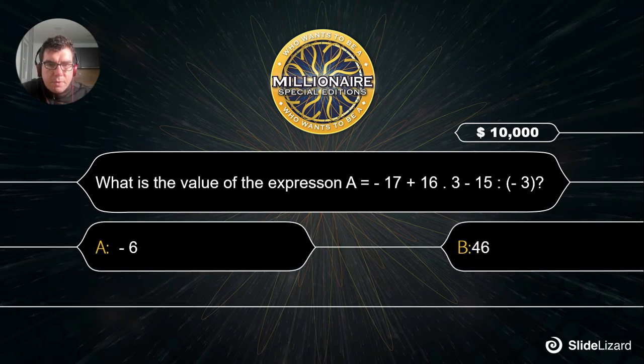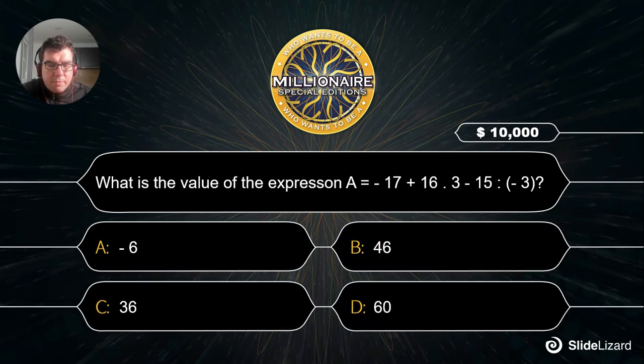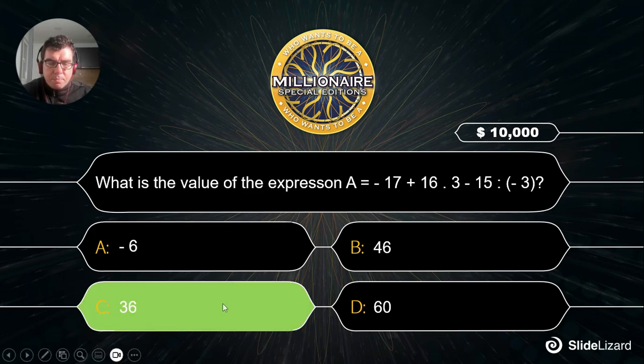What is the value of the expression? Minus 17 plus 16 times 3 minus 15 divided by minus 3. Did you find C? 36?